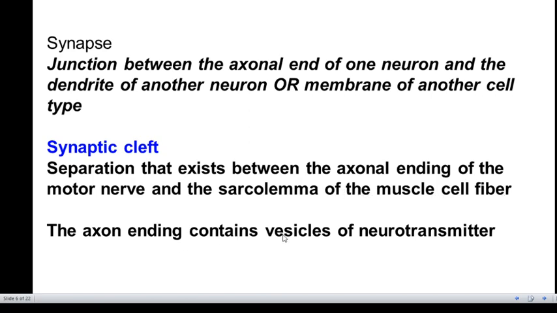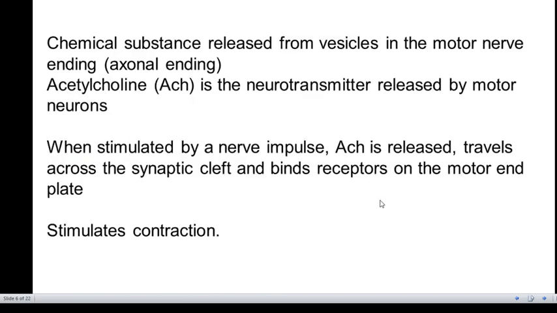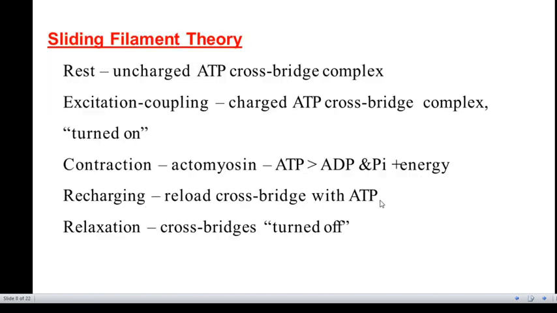The axon ending contains vesicles of neurotransmitter, the chemical substances released from the vesicles in the motor nerve. Acetylcholine is the neurotransmitter released by the motor neuron when stimulated by nerve impulses. Acetylcholine is released, travels across the synaptic cleft and binds to receptors on the motor end plate, stimulating contraction.